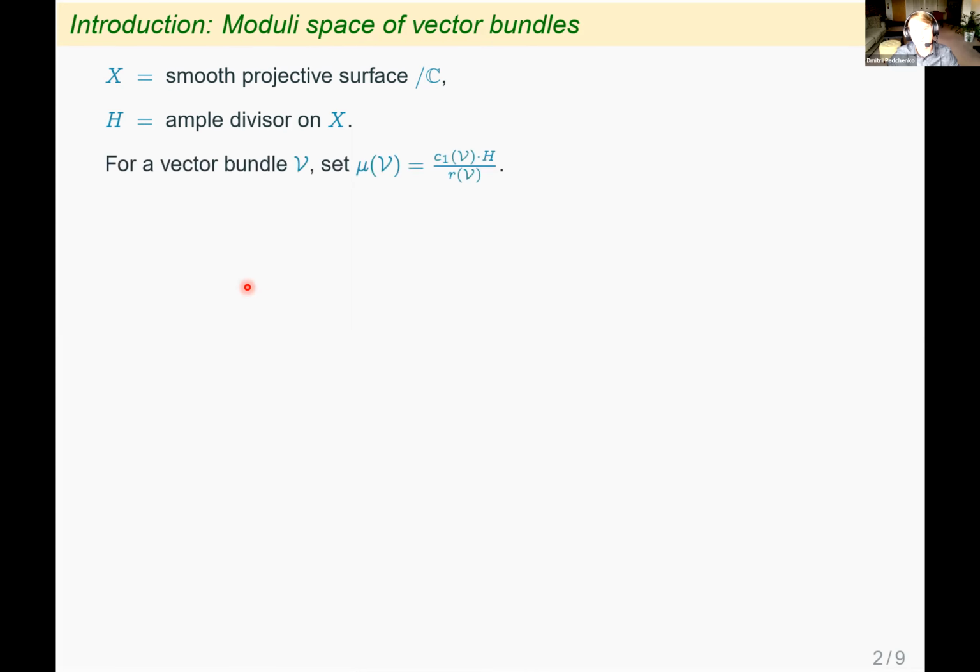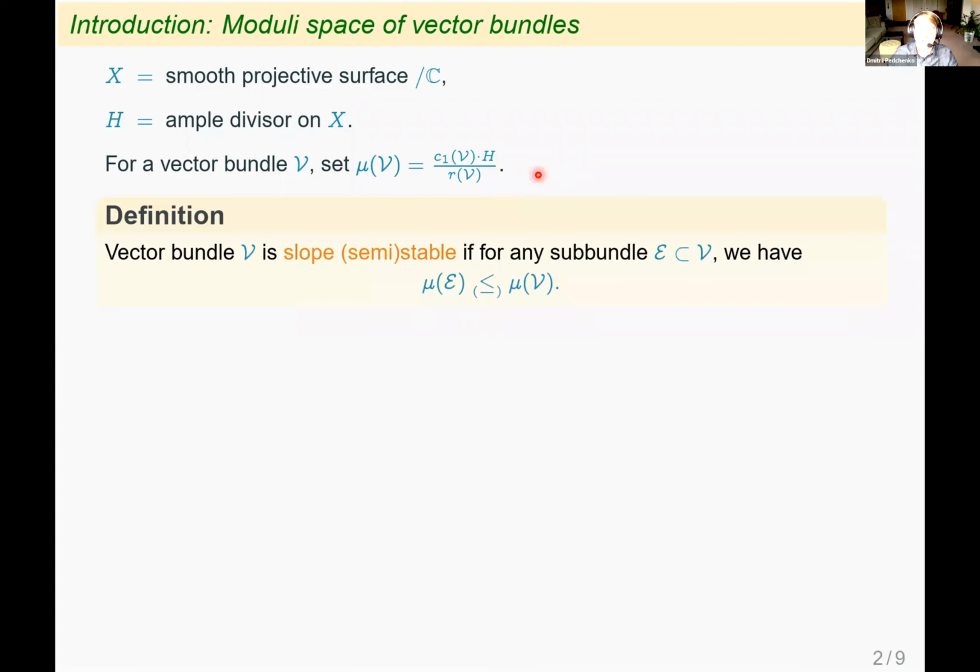So the key notion we'll use is the notion of the slope for a vector bundle V. Let's set the slope mu to be given by this number, where you take the first Chern class of your vector bundle, intersect it with the ample divisor, and then divide by the rank. That's just a number. And with this notion, we can define a stable bundle. A stable bundle is such a bundle that any sub-bundle has smaller slope. If you want to speak about semi-stable bundles, you replace this strict inequality by less than or equal to.